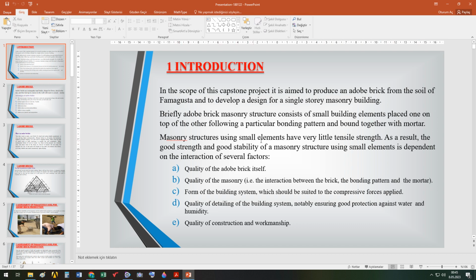Masonry structures using small elements have very little tensile strength. As a result, the good strength and good stability of a masonry structure using small elements is dependent on the interaction of several factors, which are quality of the adobe brick itself, quality of the masonry, the interaction between the brick and the bonding pattern and the mortar, form of the building system, which should be suited to the compressive forces applied, quality of the detailing of the building system, notably ensuring good protection against water and humidity, quality of construction and workmanship.